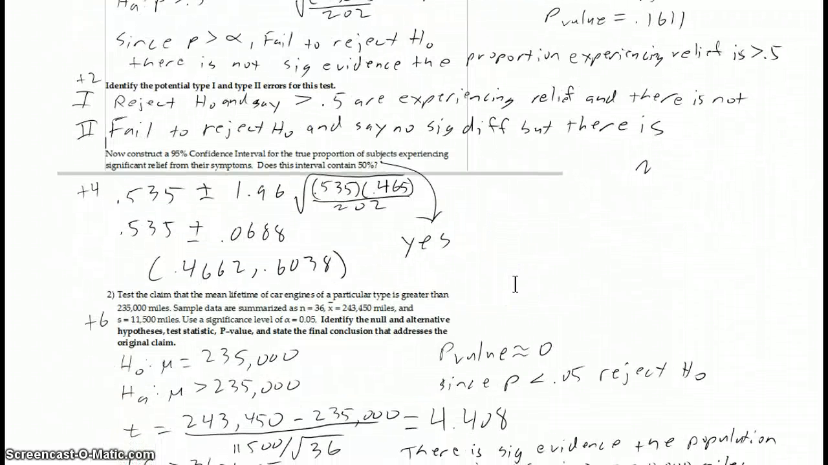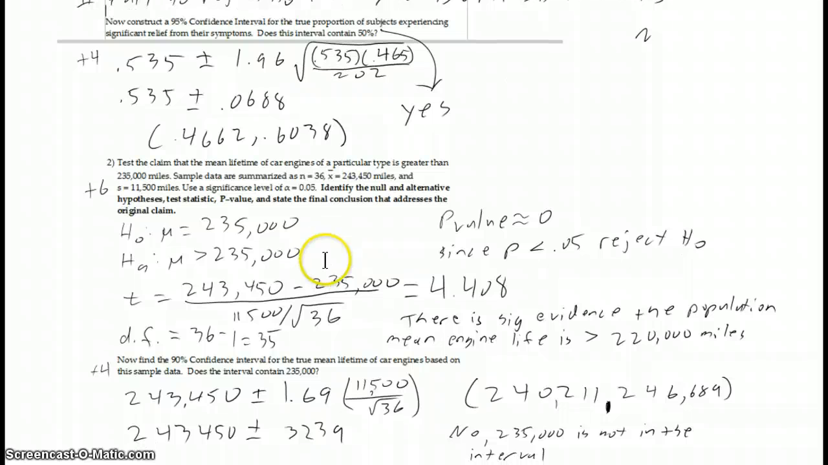And then a 95% confidence interval for this p hat here is 0.535 plus or minus 1.96, which is our z multiplier for the 95%. And then here's our standard error. And if you calculate that, we would be 95% confident the true proportion that are experiencing relief is somewhere between 46 and about 60%. And it says, does the interval contain 50%? The answer is yes. Again, this kind of backs up saying there's no significant difference.